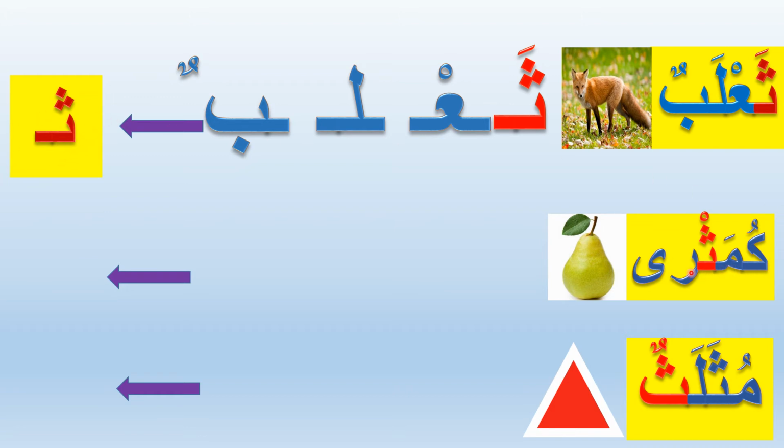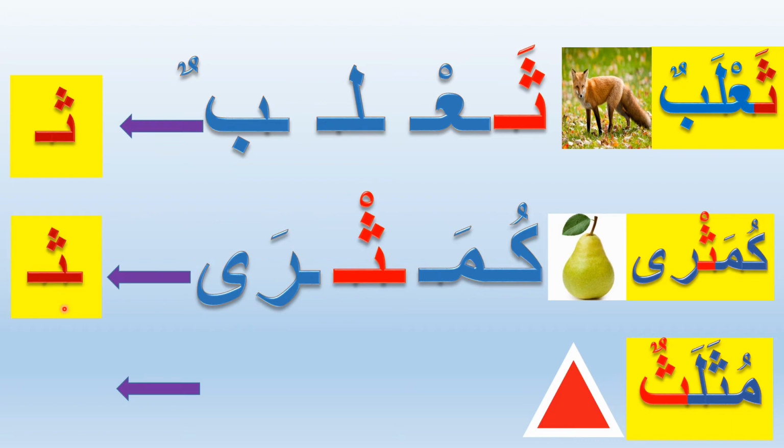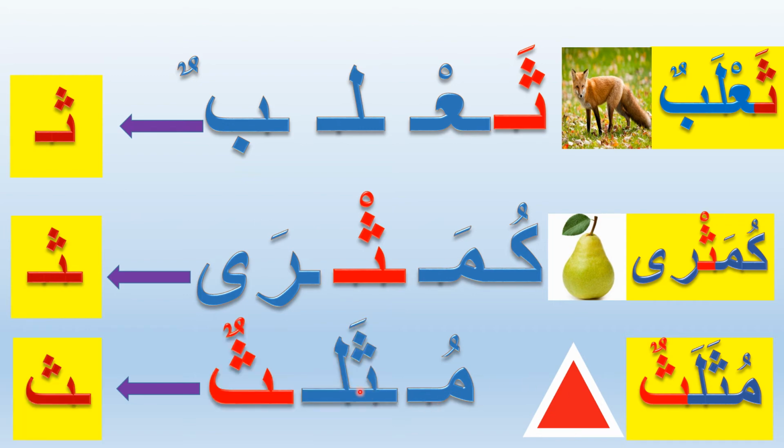In the word كمثرى, it's in the middle. This is the shape in the middle. In the word مثلث, it's also in the end. مثلث. Please note how it looks in the end of the words.